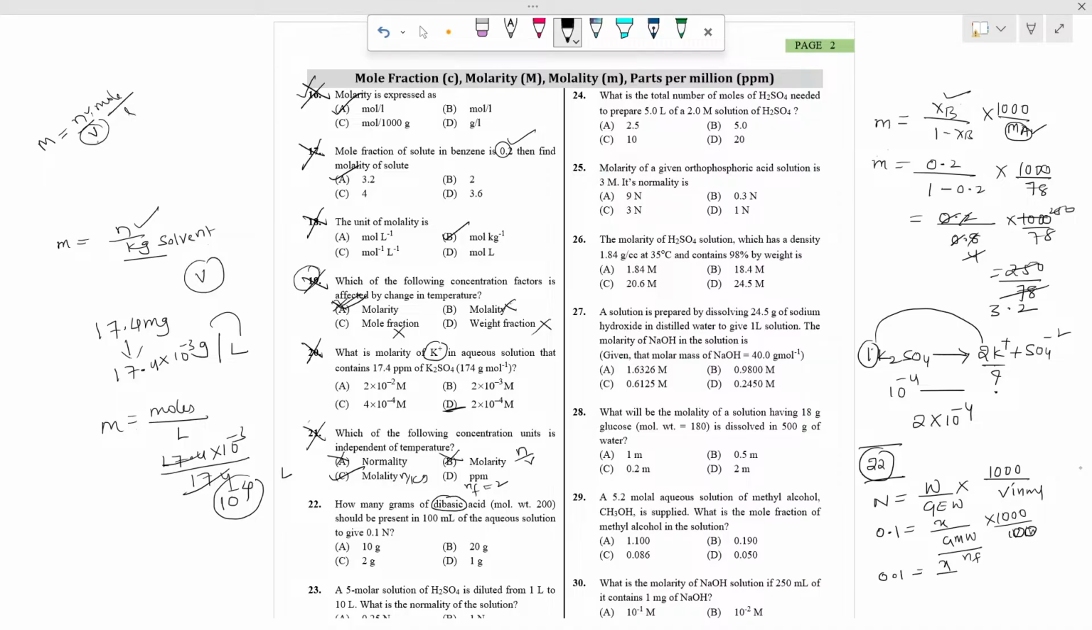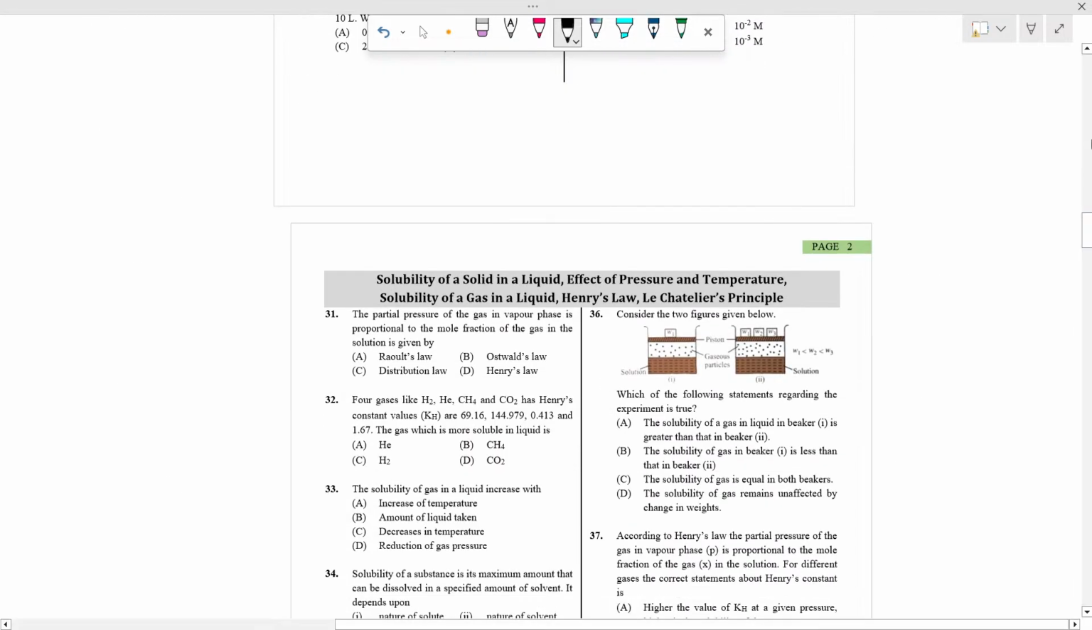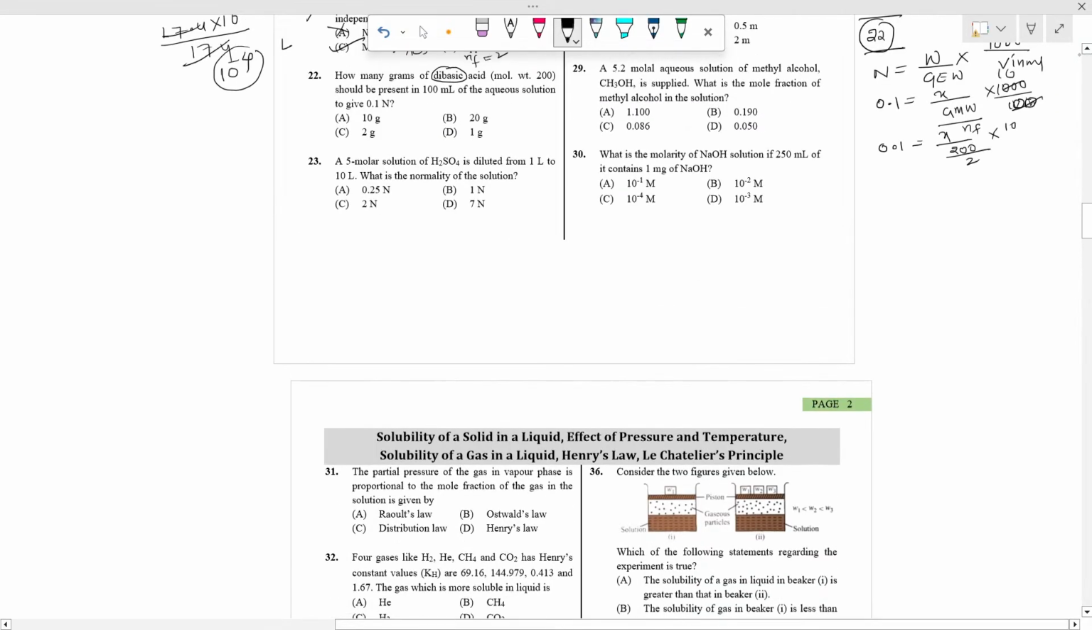0.1 is equal to X upon, what is the gram molecular weight? 200. So you take 200 here. 200 upon 2, and 10 will come upside. So when you simplify this, what will be the answer? 0.1 is equal to x into 2 upon 200 into 10. Cancelling: 2 ones are 2, 2 tens are 20, 200 ones are 200, 100 ones are 100, 10 ones are 10.